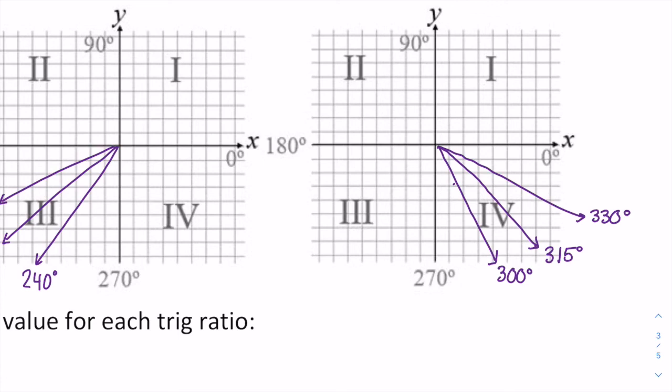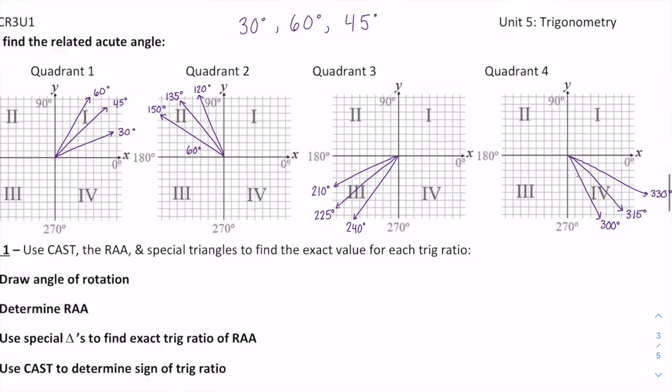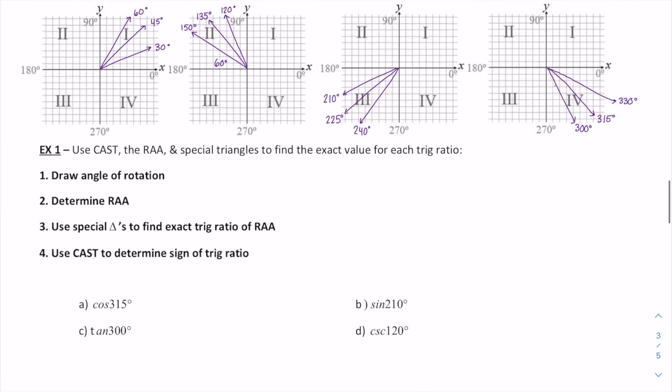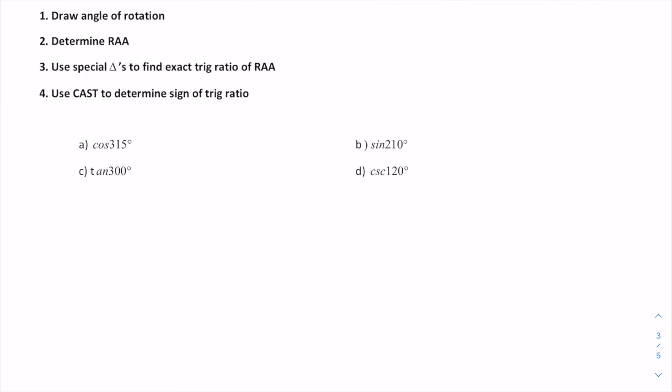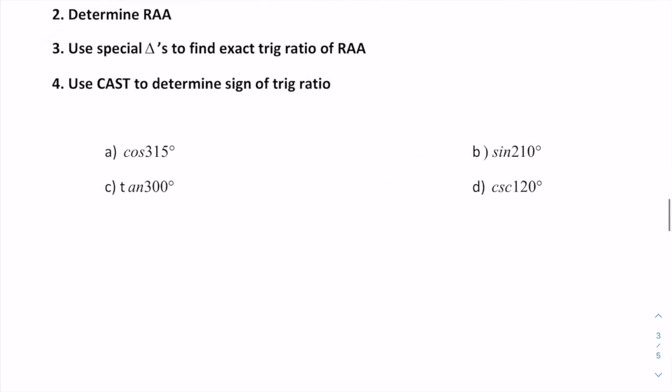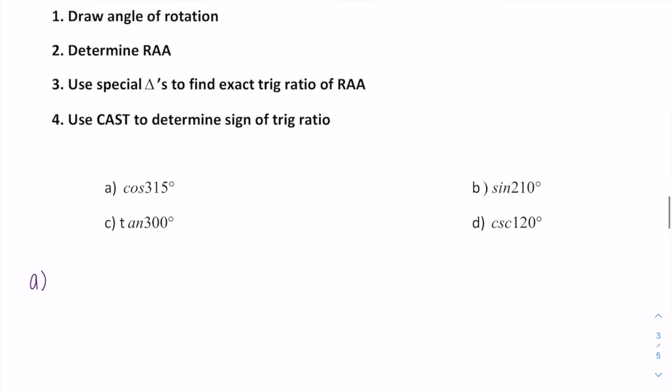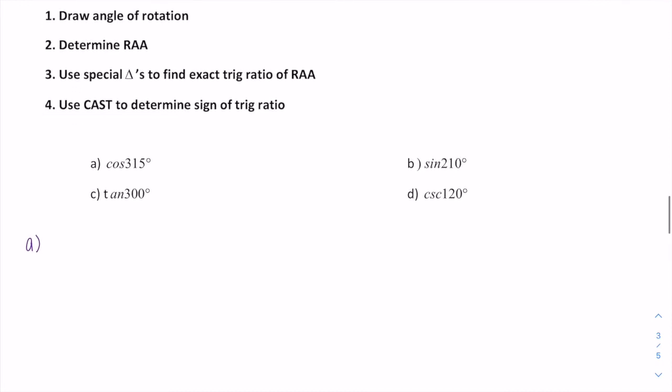So now let's go through and I'll show you how to find the exact values. So we have 4 main steps. So let's start with example A, and we're going to be referencing these steps over and over so that we can include every step every time. So for A, the first thing we do is we draw our angle of rotation. So let's start there. I'm just going to draw a little sketch.